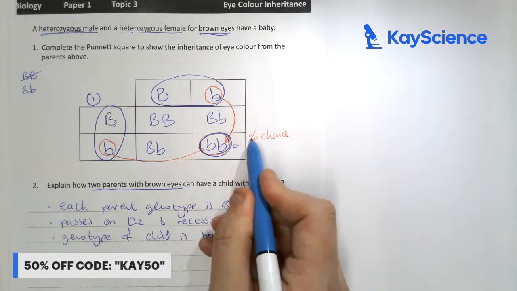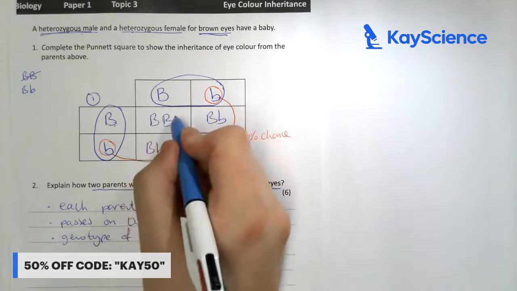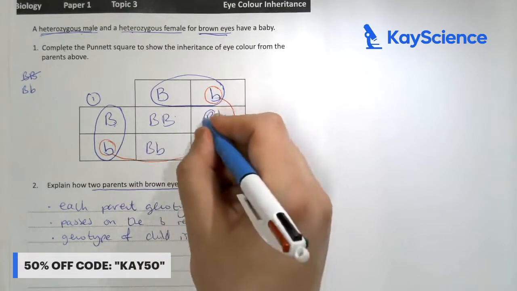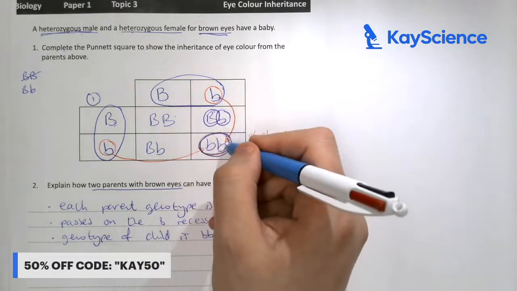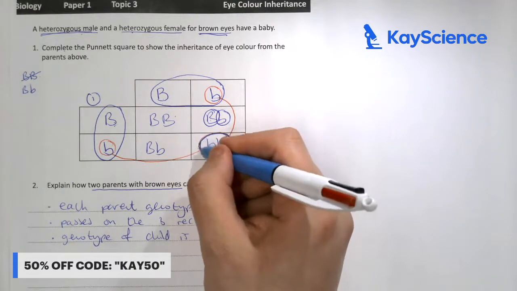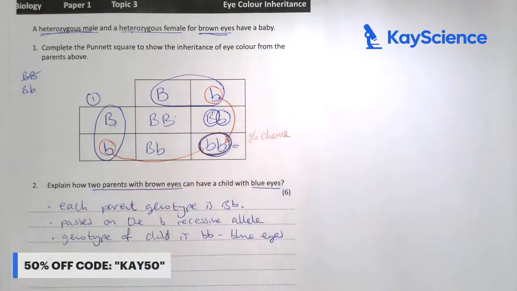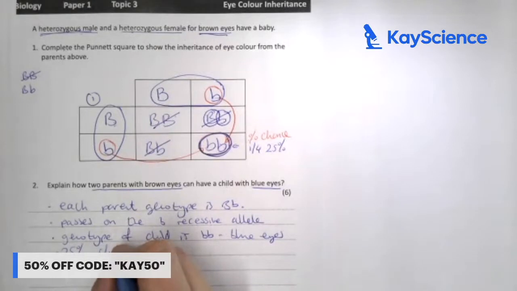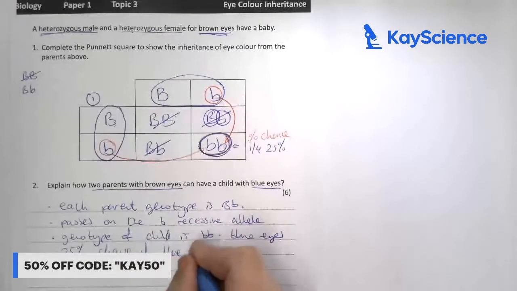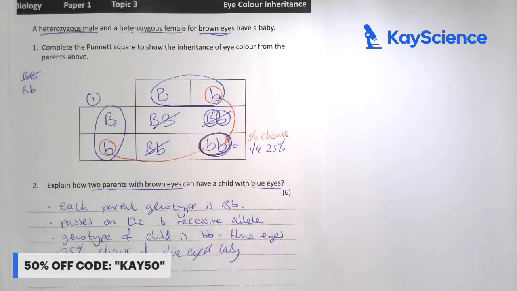And then the percentage chance of this happening. Big B, big B is brown, and big B, little b is brown because the big B is dominant and the little b is recessive. You need 2 recessive alleles to have the phenotype of whichever recessive allele it requires. So it won't be that one. It's going to be 1 out of 4, or a 25% chance of a blue-eyed baby. So that is how you'd get the marks in eye color inheritance.